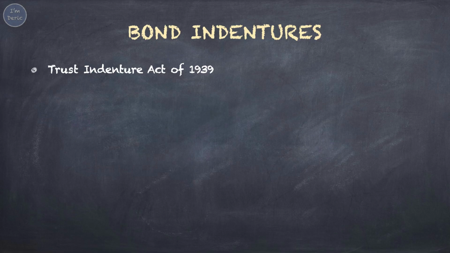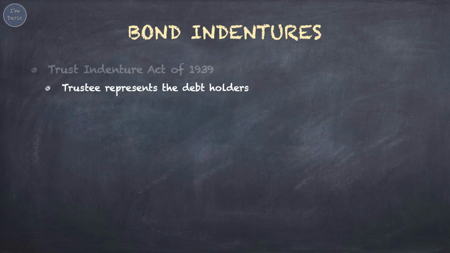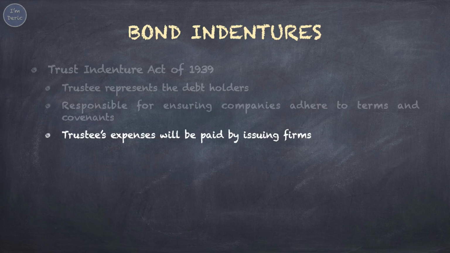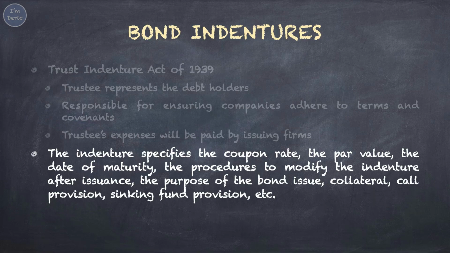According to the Trust Indenture Act of 1939, the trustee represents the debt holders. They are responsible for ensuring companies adhere to terms and covenants. And the trustee's expenses will be paid by the issuing firms. In such a legal contract, the indenture specifies the coupon rate, the par value, the date of maturity, the procedures to modify the indenture after issuance, the purpose of the bond issue, collateral, call provision, sinking fund provision, etc.